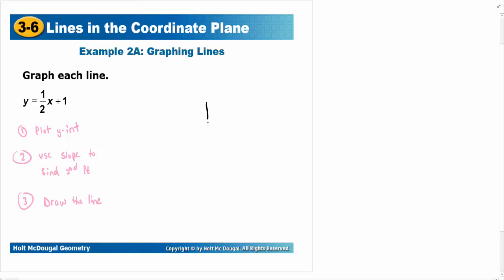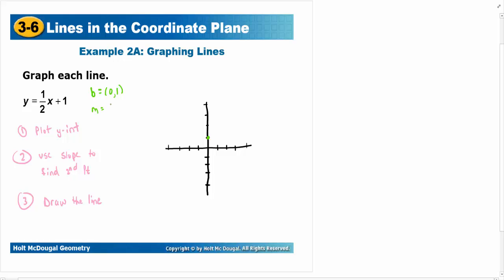Start with your XY axis. And I'm going to plot, and it looks like I'm going to go out like 4, just to have space here. Okay. So let's plot the y-intercept. Now the y-intercept in this case, if you look at it, is b equals 1. So 0, 1. So I'm going to plot that point. 0, 1. Now I'm going to do my rise over run.